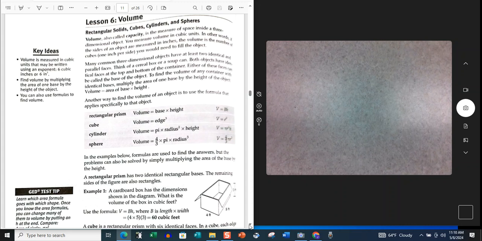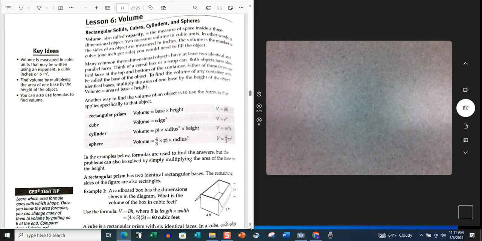Many common three-dimensional objects have at least two identical and parallel faces. Think of a cereal box or a soup can. Both objects have identical faces at the top and bottom of the container. Either of these faces can be called the base of the object. To find the volume of any container with identical bases, multiply the area of one base by the height of the object. So the volume is equal to the area of the base times the height.